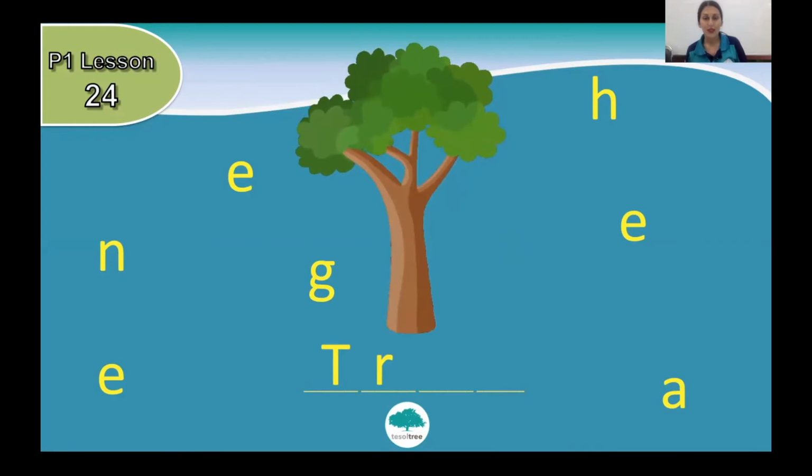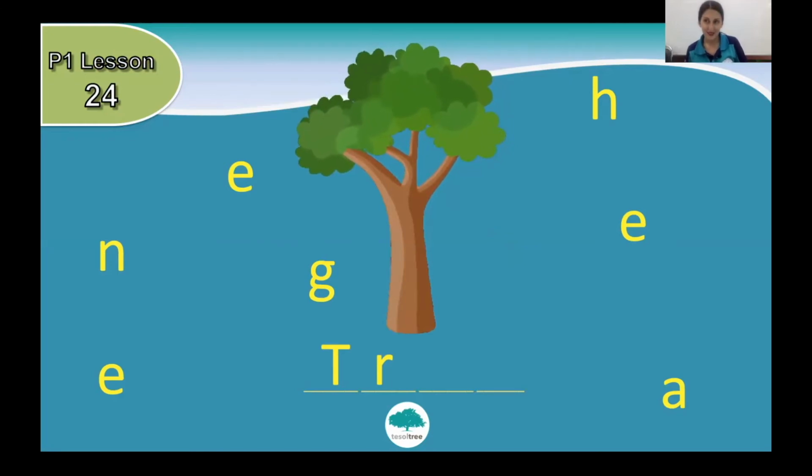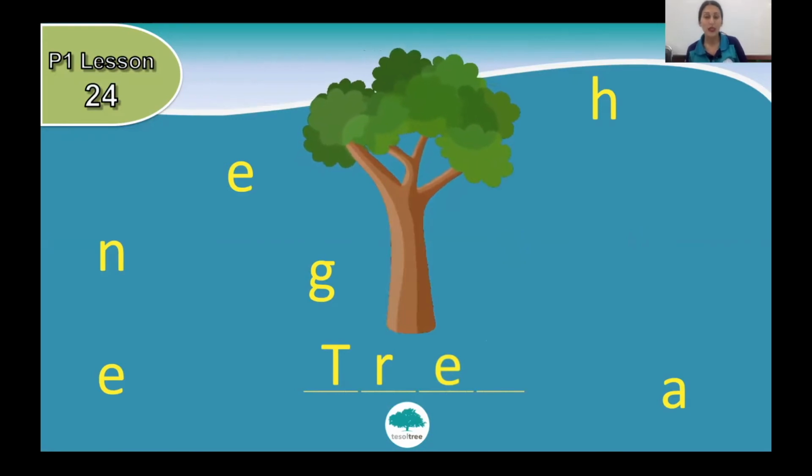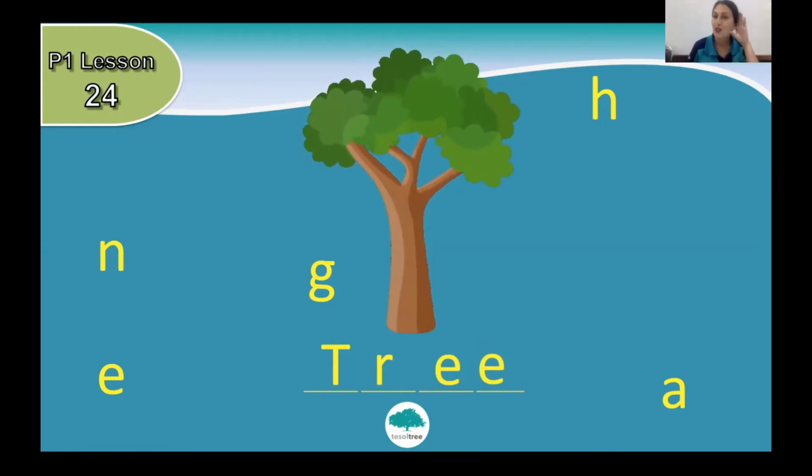So let's continue playing our game. The next letter is a vowel. It's letter E. Right. And how many E should be in this word? Do you know? Right, 2 letters E. Tree. Could you repeat, please? Tree.